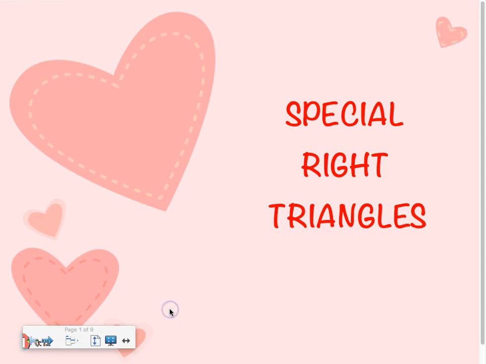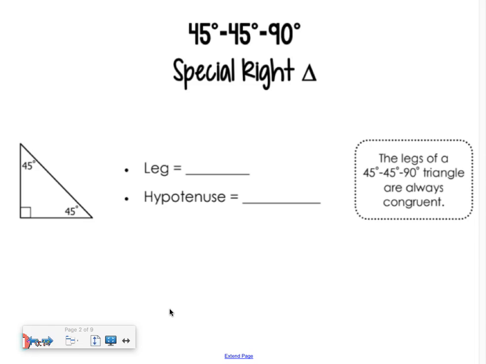Become very good at finding their side lengths. So the first one we're going to talk about is the 45-45-90. What do you know about a 45-45-90 triangle? It has a right angle. Yes, it's isosceles, right?